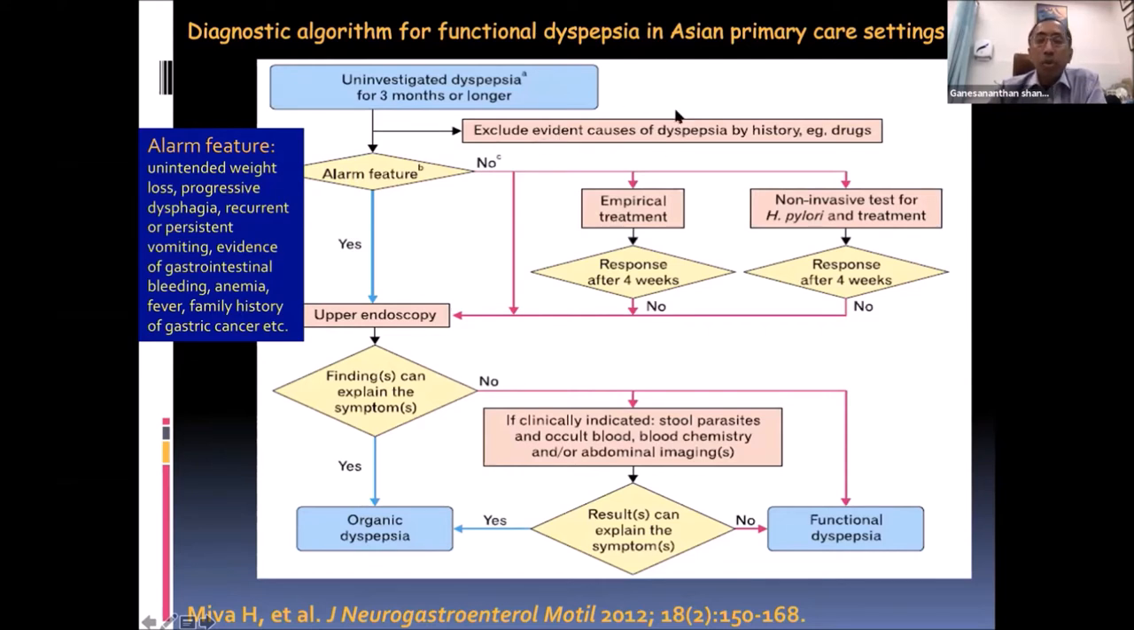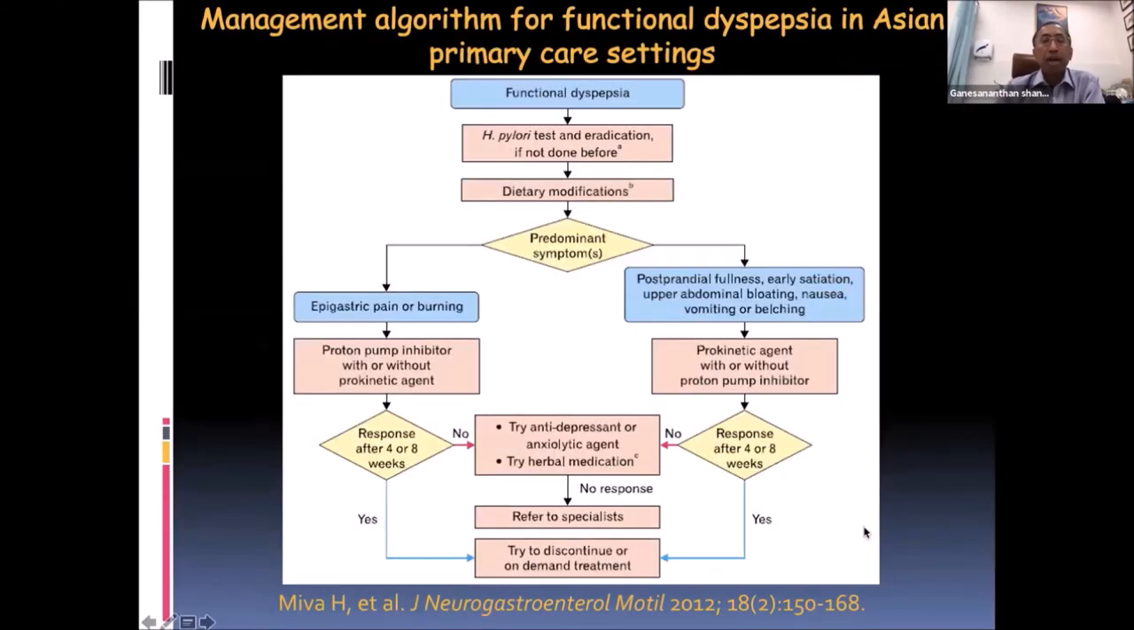Now, if you have no alarm symptoms, then you can do an empirical trial of PPI, or we can do a test and treat for this patient if they are H. pylori positive. It takes away a big group of patients who have an organic problem that needs to be treated. Again, response to PPI is good in this group of patients. Now, if you fail this, then you will investigate the patient looking for organic cause. And again, if nothing happens to the patient, then it goes back to this group called functional dyspepsia.